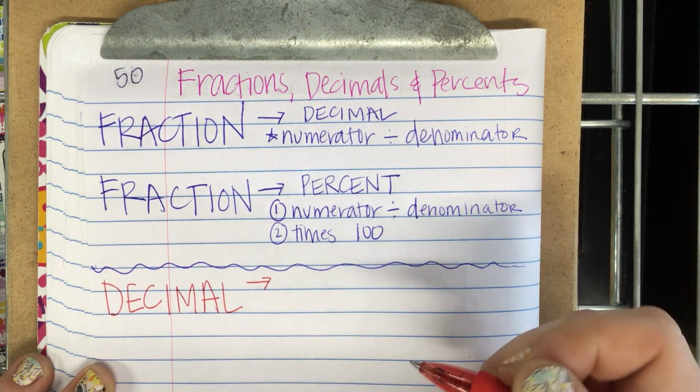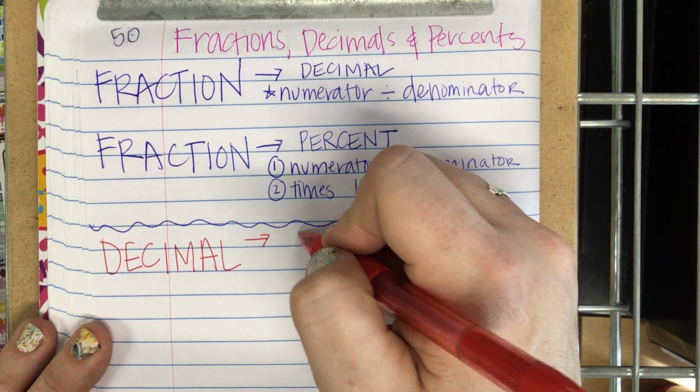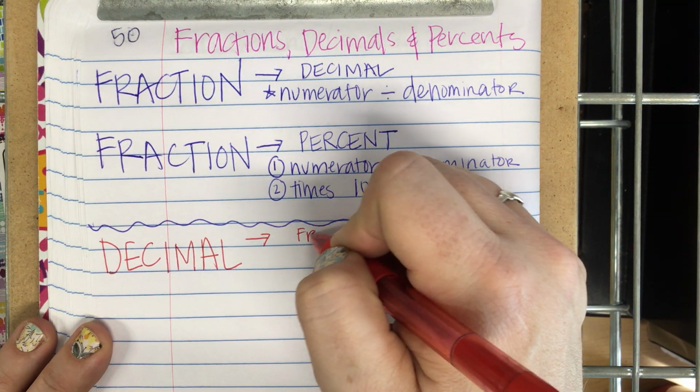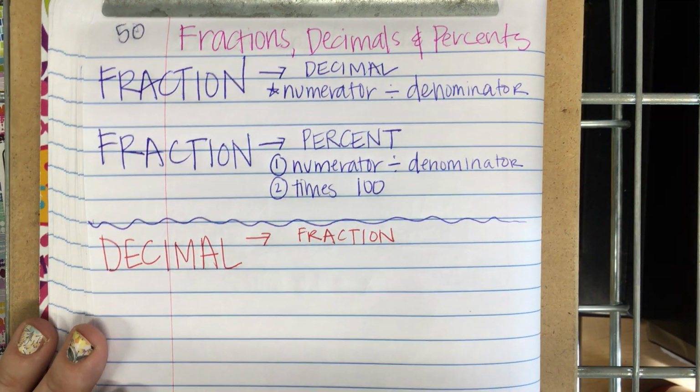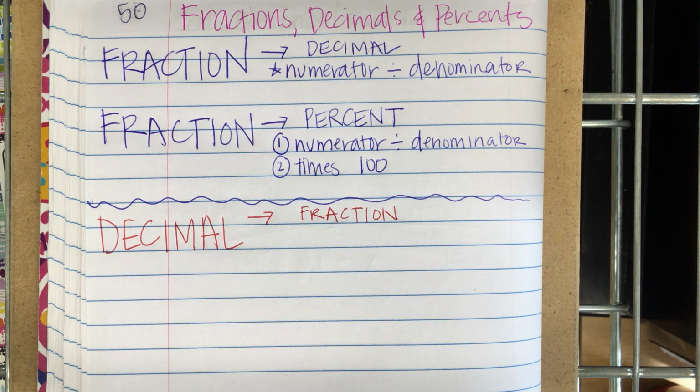Can you take a decimal and make it a fraction? You can. What is the decimal 0.7? How did you figure out that it was 7/10?